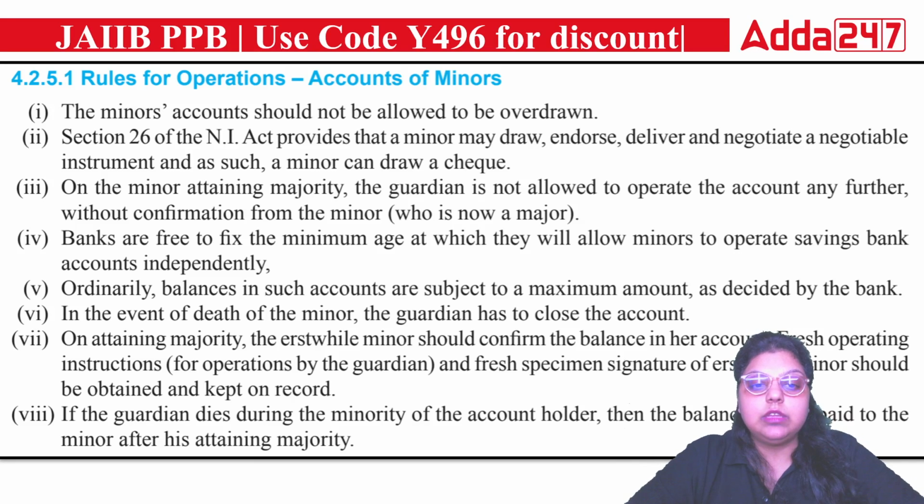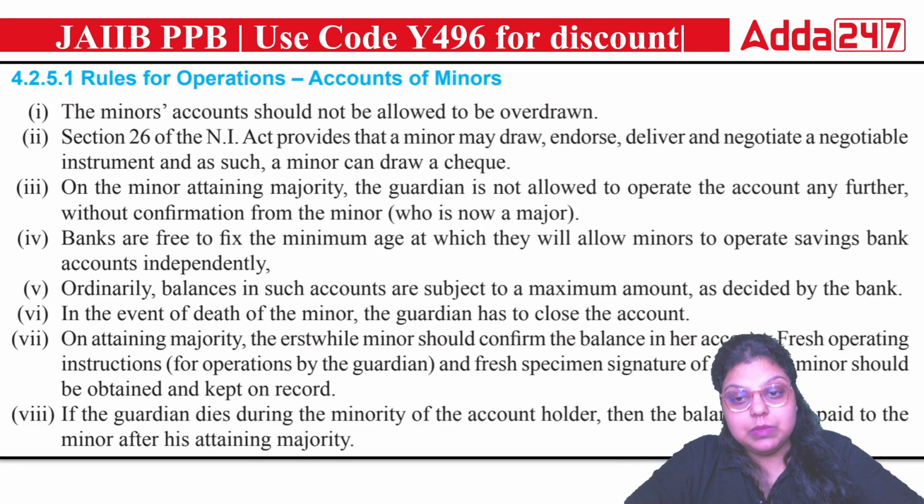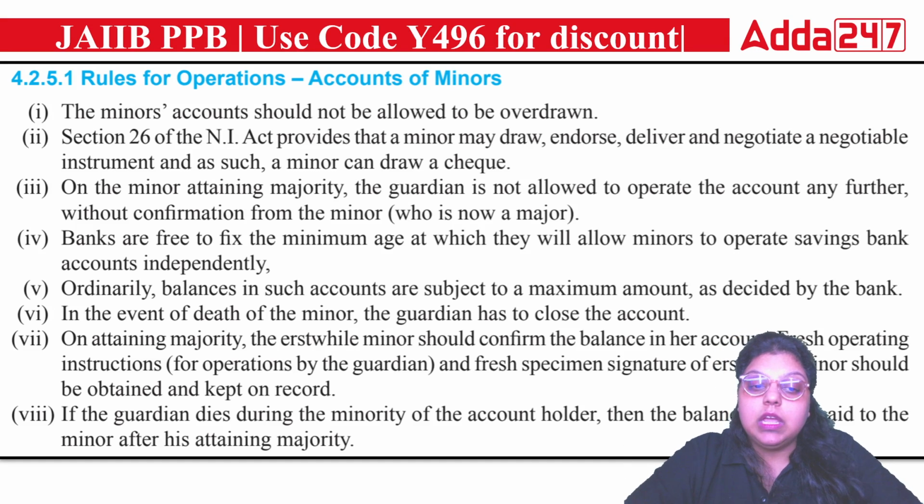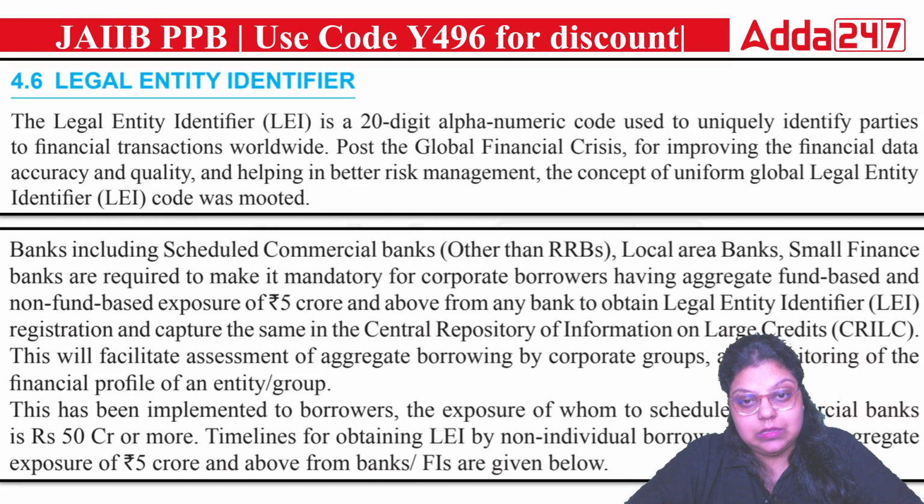In the event of death of the minor, the guardian has to close the bank account, and on attaining majority, the minor should confirm the balance in her account. Fresh operational instructions will be taken. A fresh specimen signature of the minor should be taken, because from now onwards the minor will manage the account, not the guardian. If the guardian dies during the minority of the account holder, the balance will be paid to the minor when he or she attains majority. So these are the rules for operations in the account.